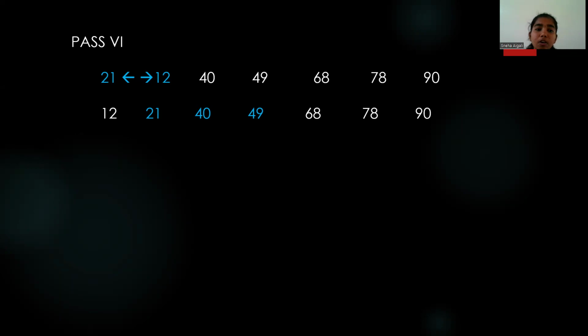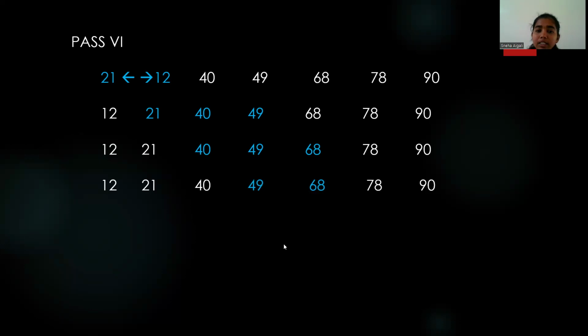Now we compare A of 1 and A of 2, that is 21 and 40 are compared. Since 21 is less than 40, there will be no changes in the array. See, 21 remains as it is, 40 is in its own position. Now next we compare 40 and 49. Since again 40 is less than 49, there will be no change in the array.